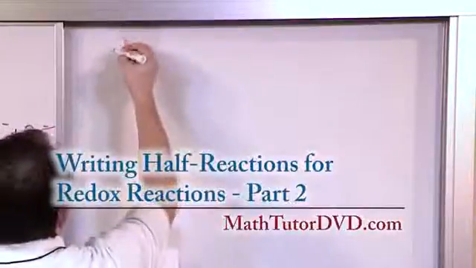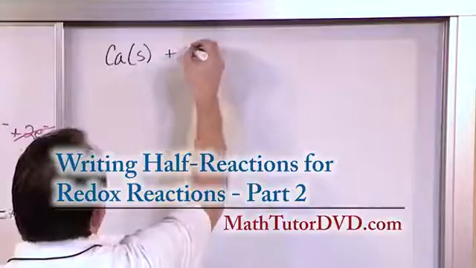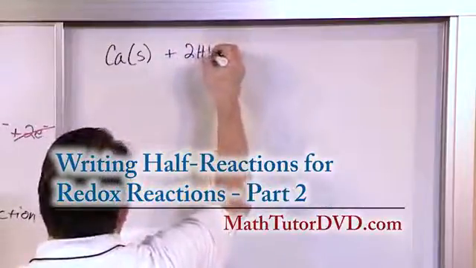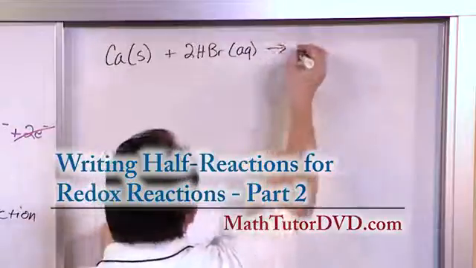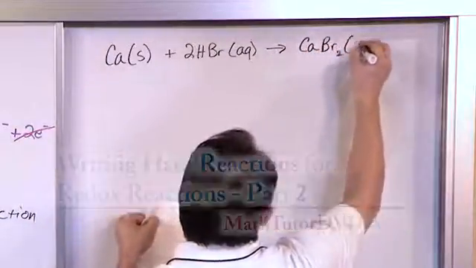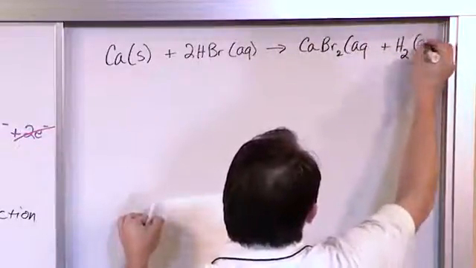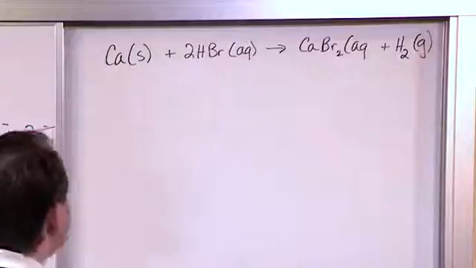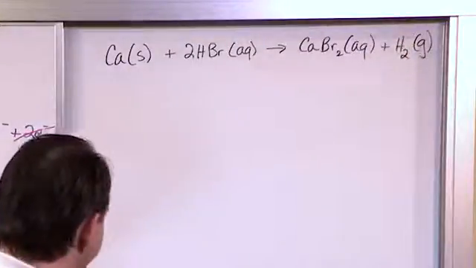So what if I had the reaction calcium plus HBr, this is an aqueous solution, and it yields CaBr2 in aqueous solution plus hydrogen, which is H2 gas. So this is the reaction. And what if I asked you, I want you to do three things.